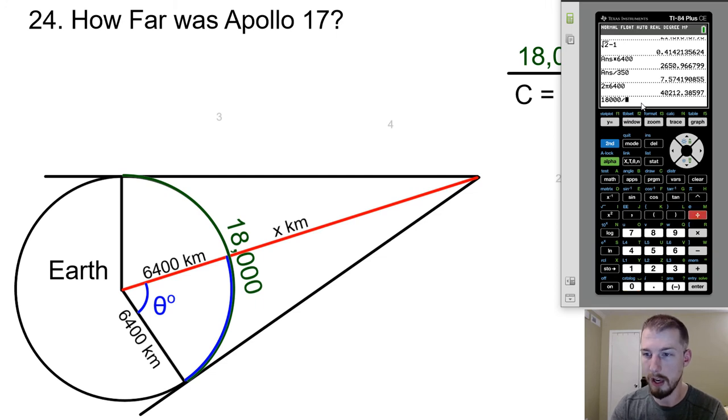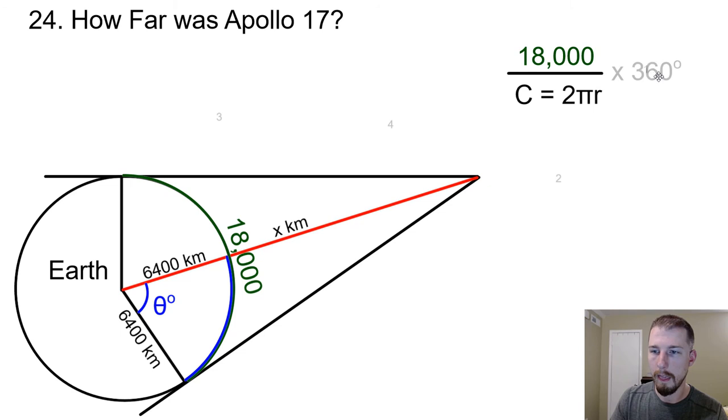So I'm going to take that value and I'm going to divide it by that. And that's going to give me, oh, I forgot. I have to multiply that by 360.